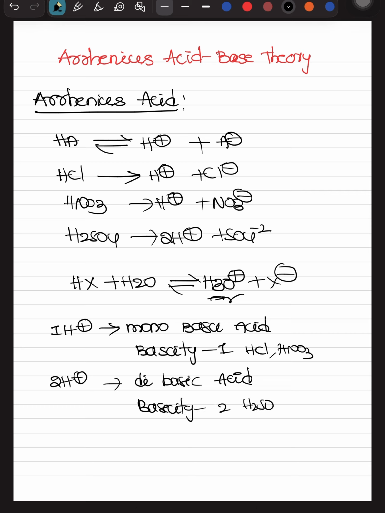Example, H2SO4. If it releases 3 H plus ions in water, that is called a tribasic acid. Its basicity is 3. Example, H3PO4.